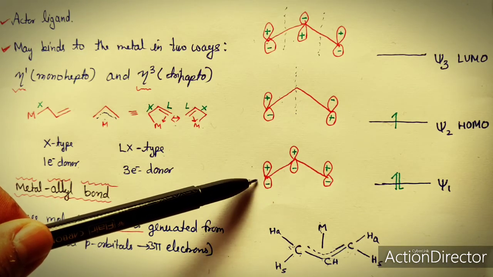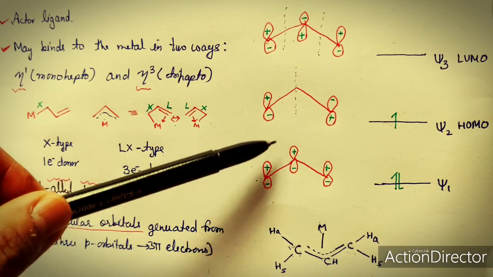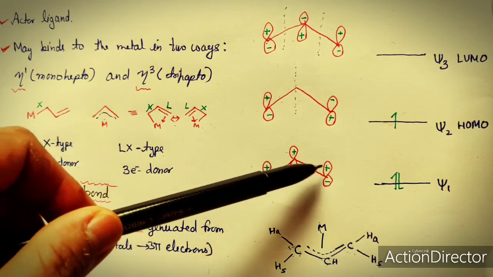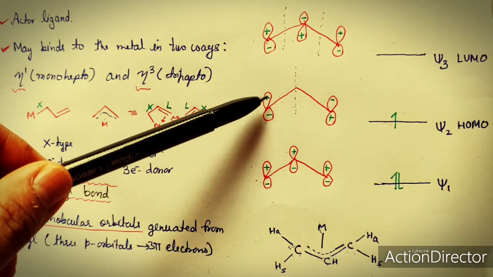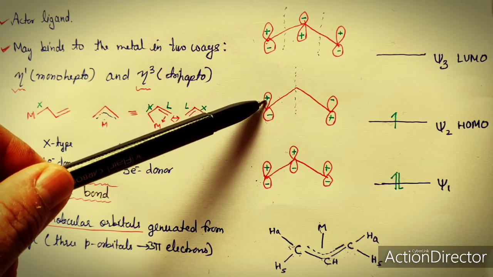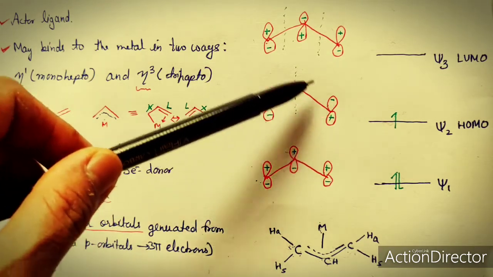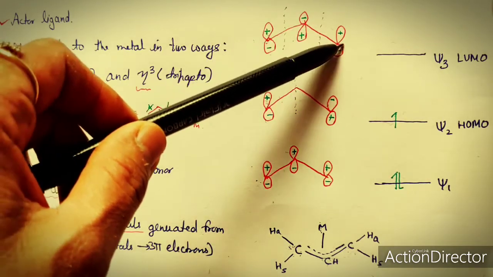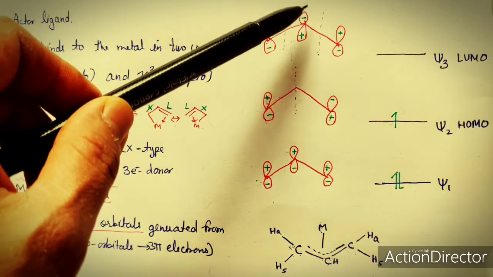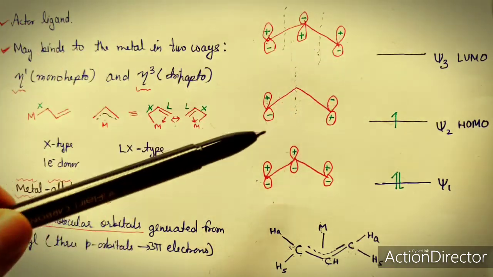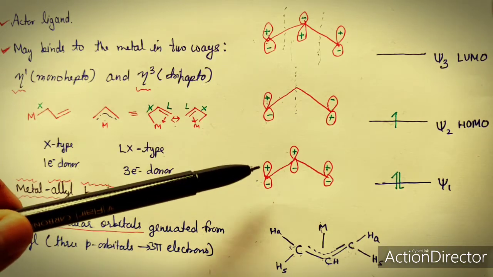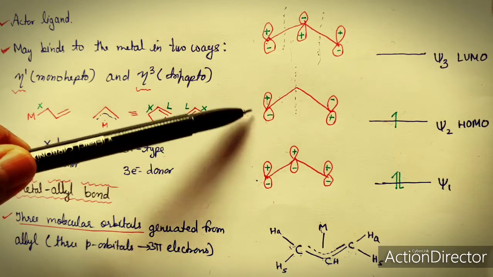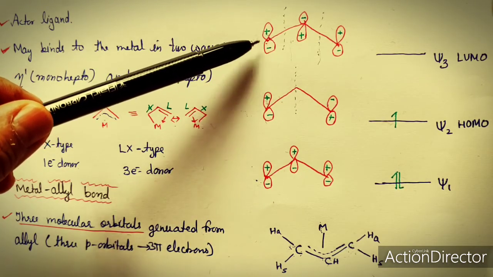So this orbital has the lowest energy, as you can see that the lobes with the positive sign are on the same side, so there is no node in this case. This lobe has a plus sign and this has a minus sign, so there is one node. In this case you can see plus minus plus, so one node is there between plus and minus, and one node is there between plus and minus. As the number of nodes increases, the energy of the orbital will also increase. So this has the lowest energy, and this is the antibonding molecular orbital of the allylic system.